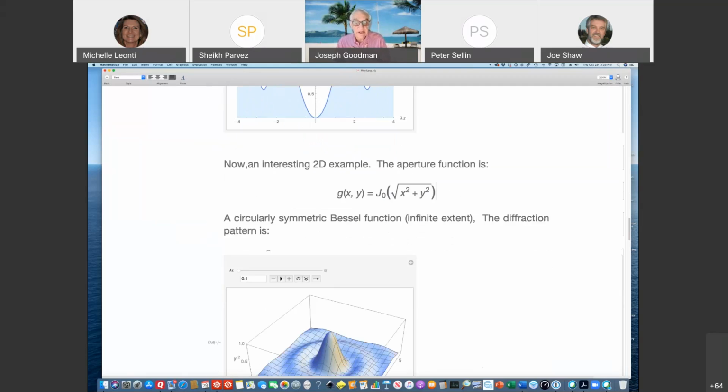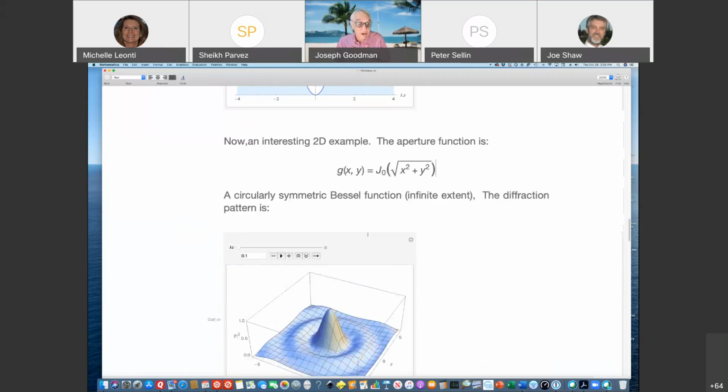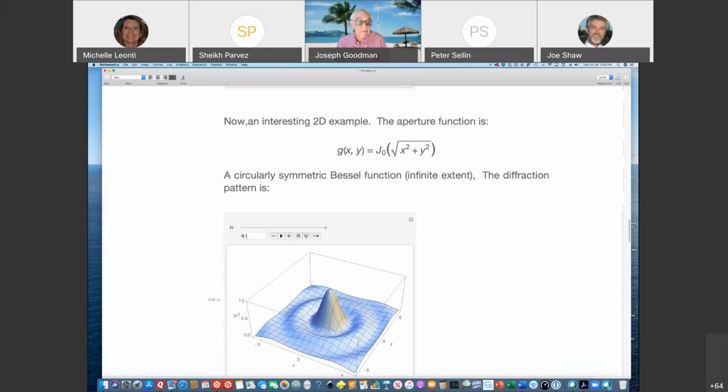So here is our diffraction pattern when lambda z is 0.1. And now I'm going to increase it, and there's a bit of computation that has to go on. There it is. Hasn't changed much. There it is. And let me advance all the way to lambda z equals 10, and it hasn't changed.